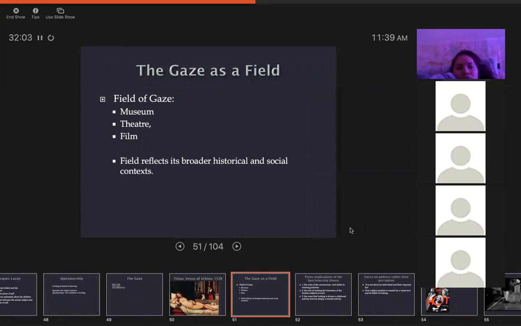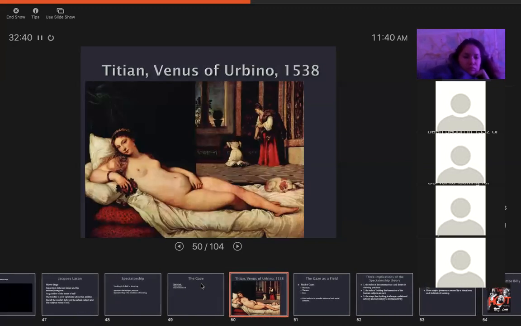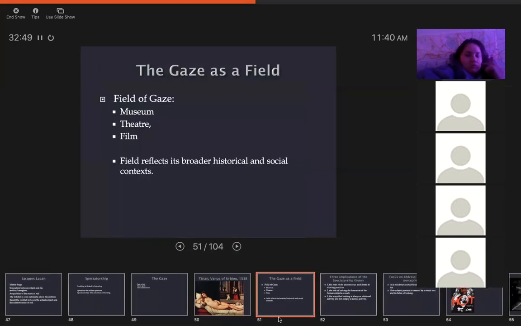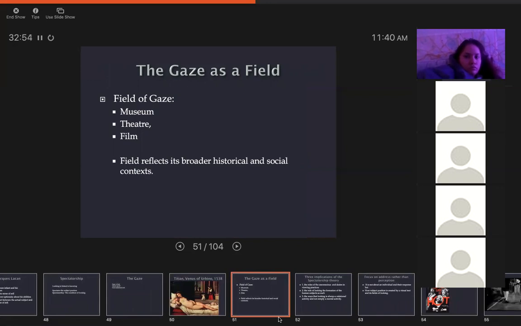So more often than not, gaze now, especially nowadays, is more of a field rather than just a one-to-one experience. The fields of the gaze could happen in a museum, in theater, in film. And the field of the gaze reflects broader historical and social context. Okay, so if we look at this, we have this individual type of gaze where you are a spectator, the viewer, and you are checking her out. But if you are in a museum, looking at the painting, someone else may be looking at you, and someone else would be looking at them, and so on. There are whole systems of checking people out or understanding or showing off.